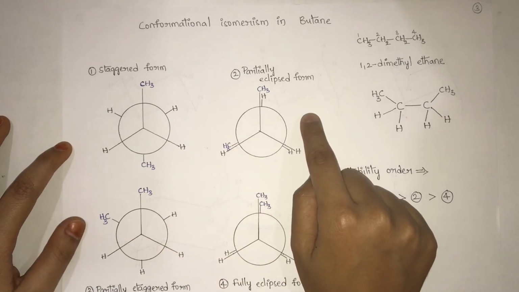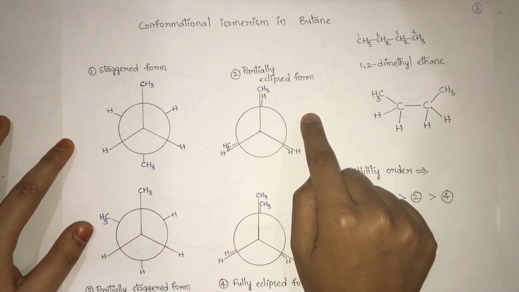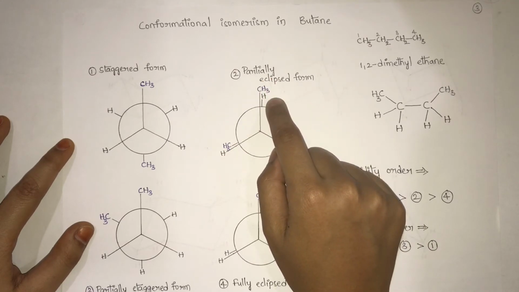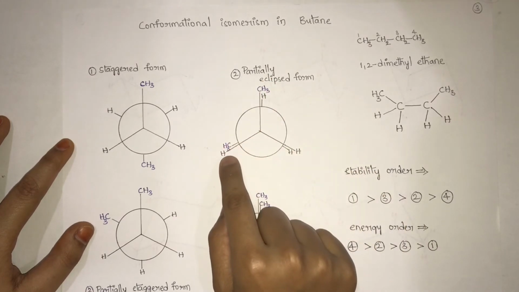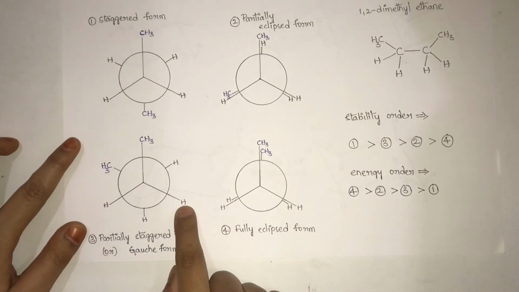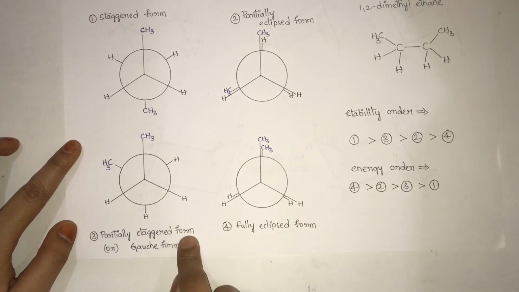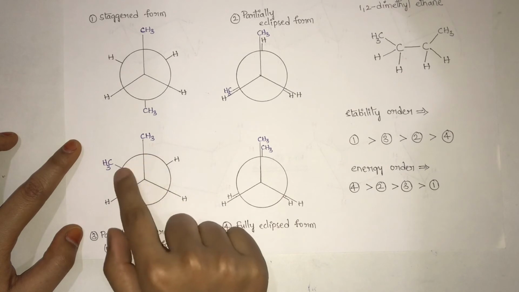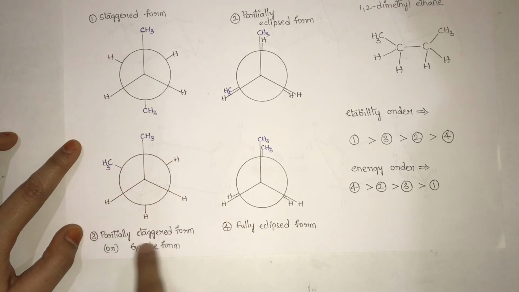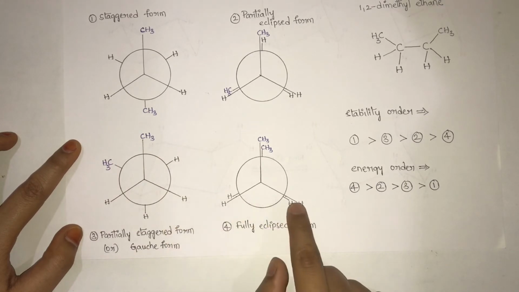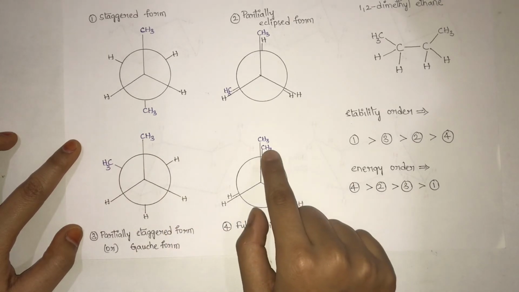Second one, partially eclipsed form, where you are seeing the methyl of one carbon eclipsed with the hydrogen of the other carbon. Third one, partially staggered form or gauche form, where both the methyls are apart from each other and the remaining total configuration is spatially arranged. Last one is fully eclipsed form, where two methyl groups are meeting together.